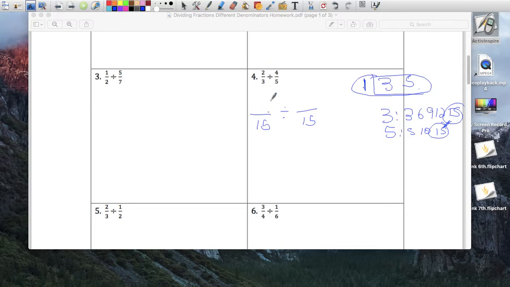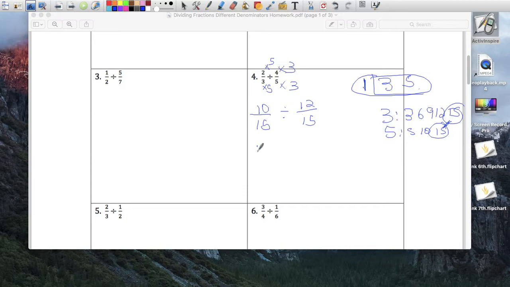So both fractions will now have a denominator of 15. All right, so how did the 3 become a 15? We multiply that by 5. So therefore, I multiply the top by 5. And 2 times 5 is 10. So the next one, how did the 5 become a 15? I multiply that by 3. And therefore, I multiply the 4 by 3, and I get 12. So here are my two new fractions, 10 over 15 and 12 over 15.